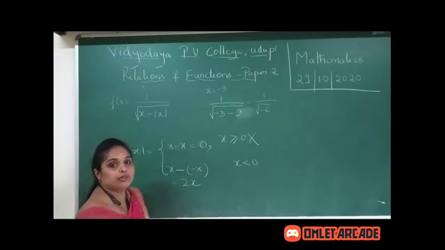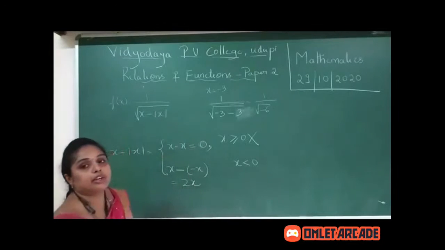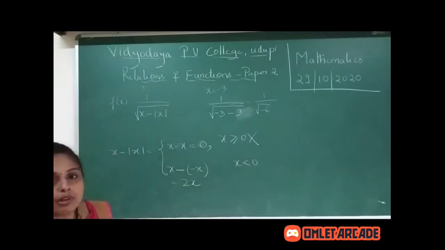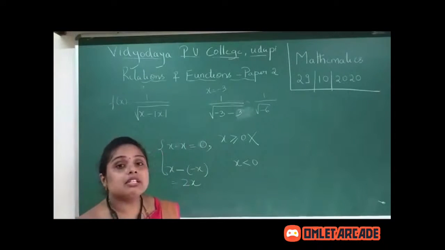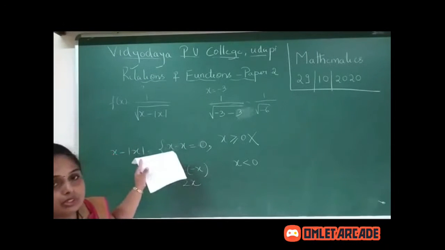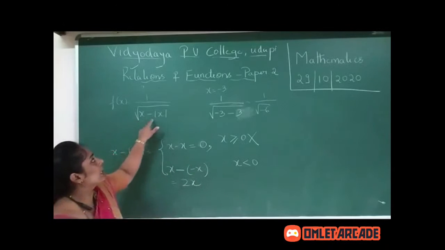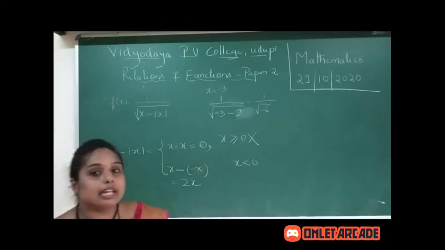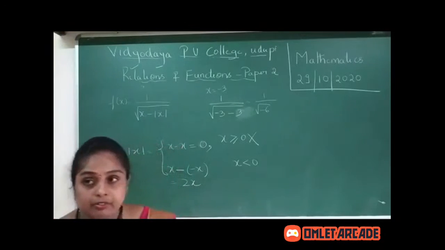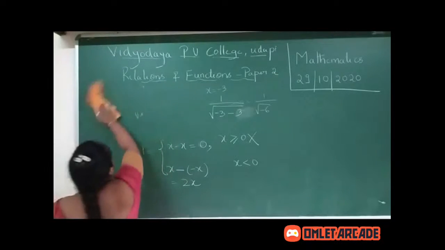I cannot put positive values, I cannot put negative values, I cannot put R minus, R plus, not even 0. You understood the reason. If you put a negative inside the root, you are going to get a negative value. We'll do the 11th one.